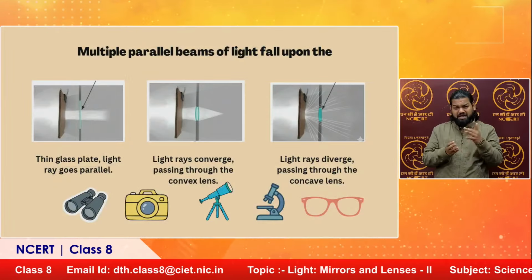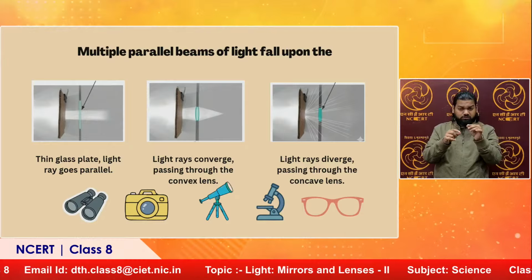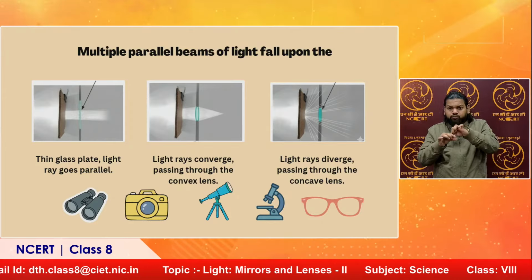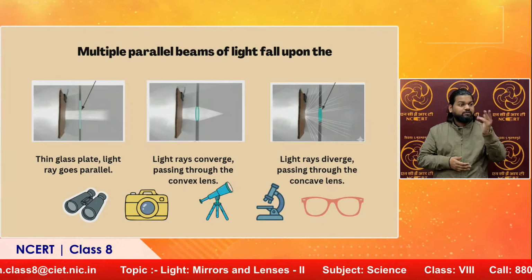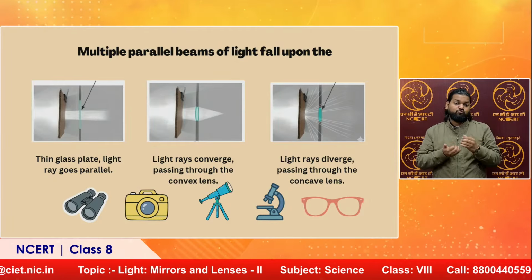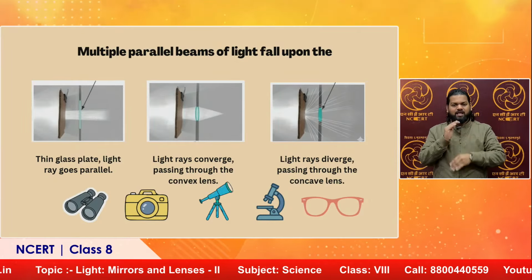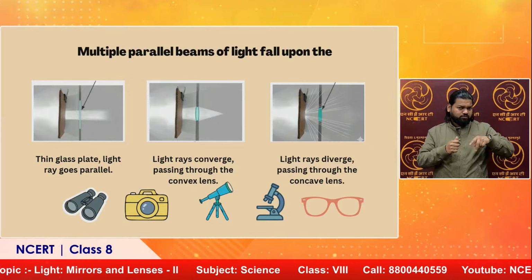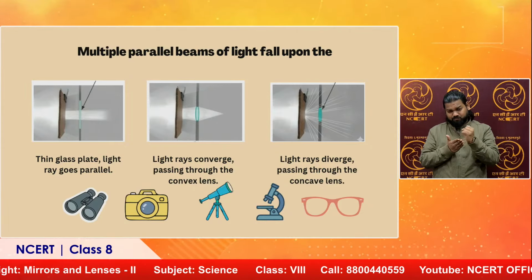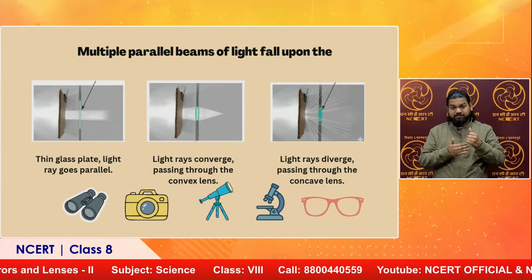And further, these are the places where these lenses are used. We use them in binoculars, in cameras, microscopes, telescopes, and the spectacles that we wear. So with this we wind up the chapter. The questions in the back exercise are very important, so children do go through the questions. This complete learning from the session will help you do those questions very quickly, right? Because I made sure that we cover each and every point which is there in the text.